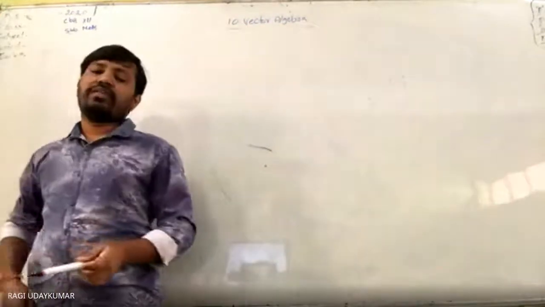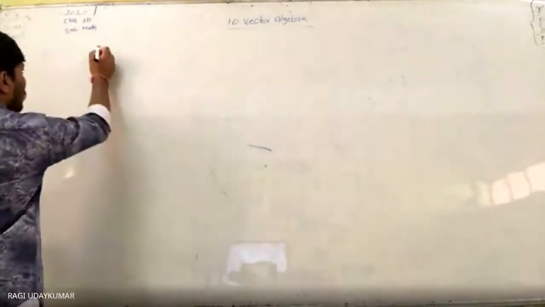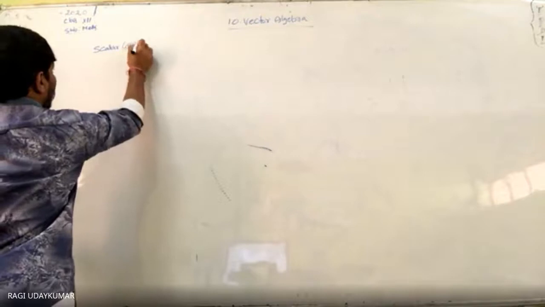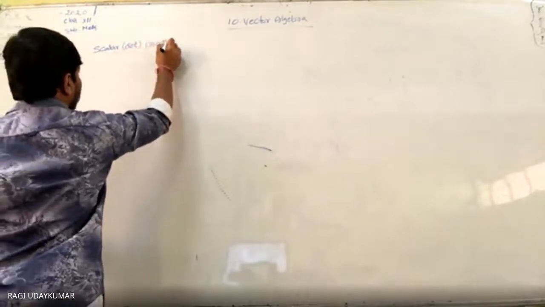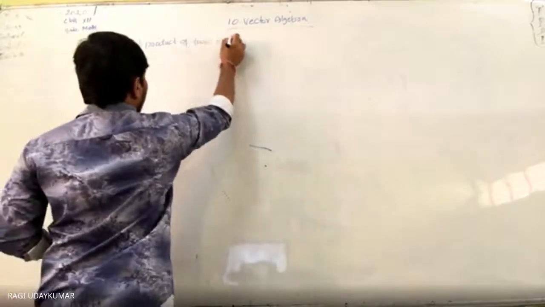So today we are going to learn the dot product. Dot product, or scalar product also we can say. Scalar, right? Dot product of two vectors.